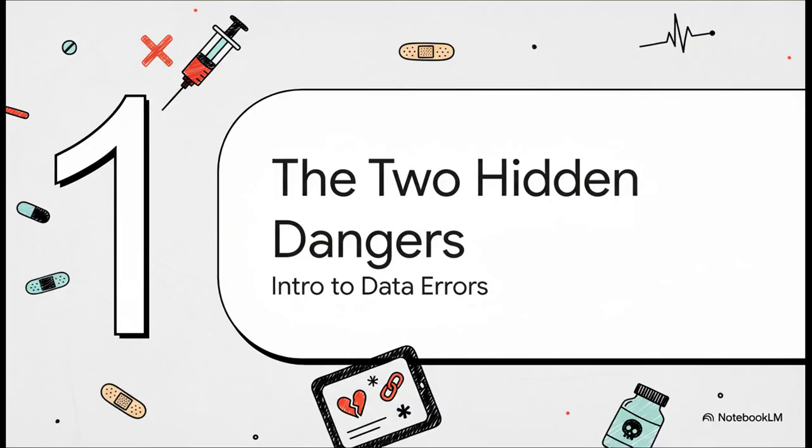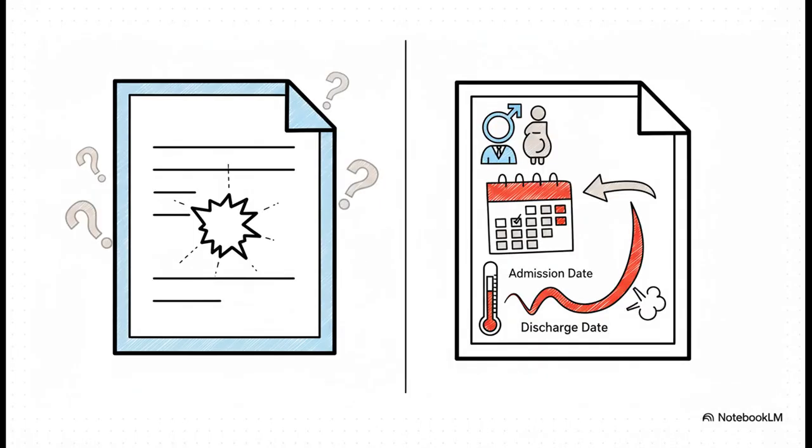So what do these data errors actually look like? Well, they usually fall into two main buckets. Two hidden dangers that clinical teams are always on the lookout for. Okay, so on one side, you've got missing data. These are the blank spaces, right? The empty cells where some really important piece of information is supposed to be.